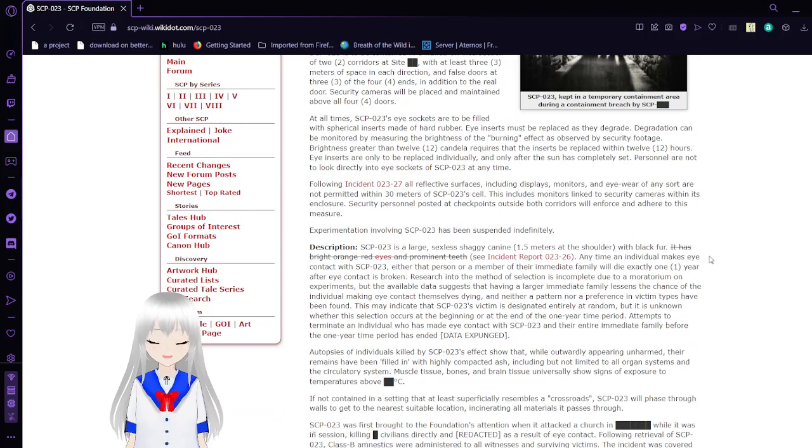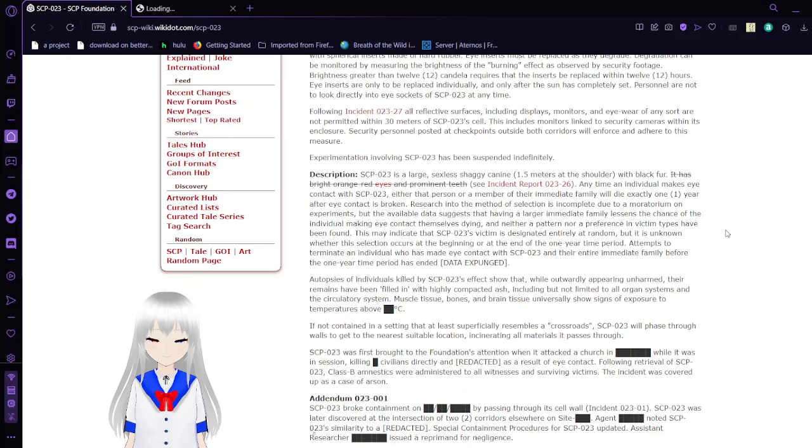Following incident 2327, all reflective surfaces, including displays, monitors, and eyewear of any sort, are not permitted within 30 meters of SCP-23's cells. This includes monitors linked to security cameras within its enclosure. Security personnel at checkpoints outside both corridors will enforce and adhere to this measure. We'll read that right after we're done with this documentation.